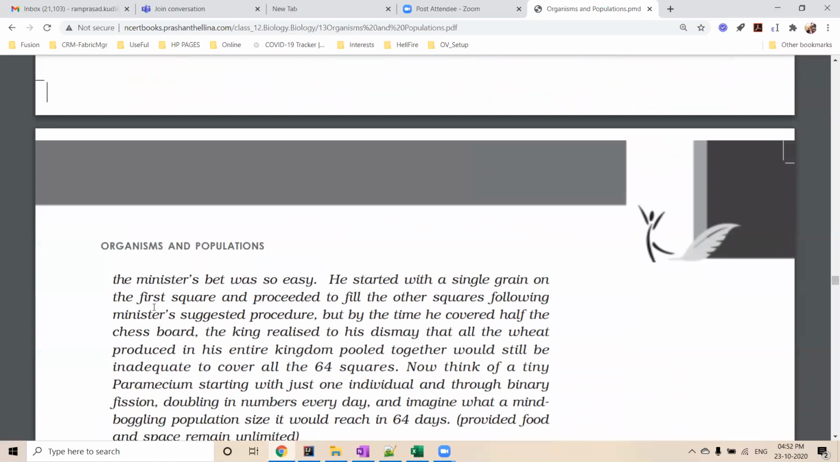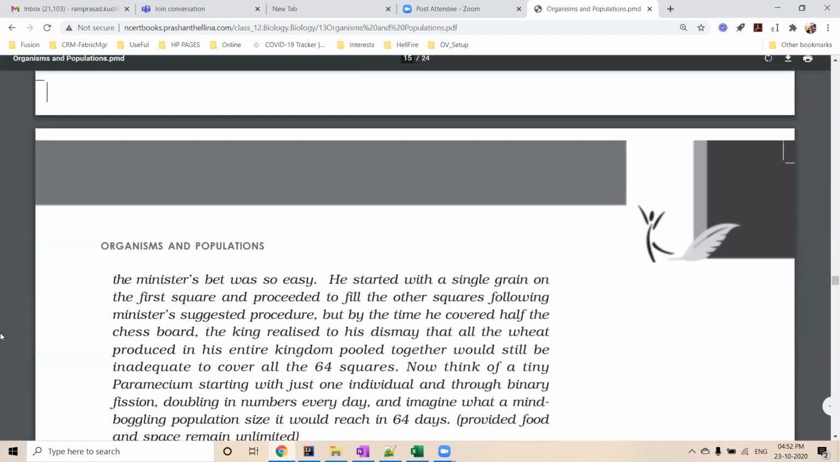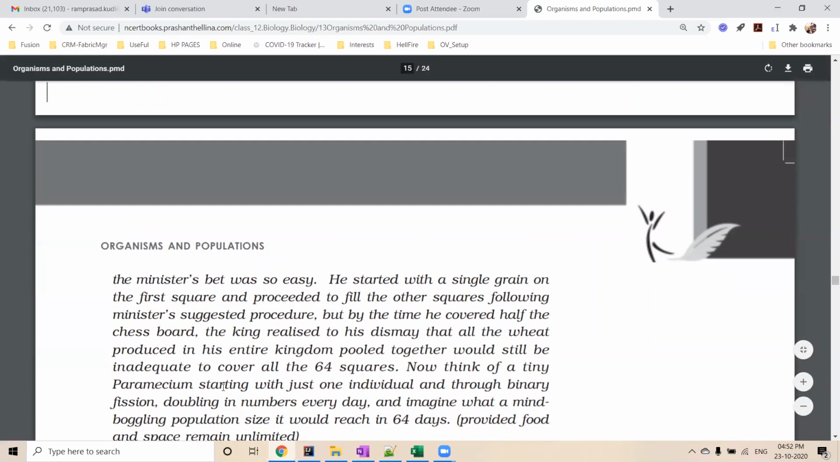Later, he started with a single grain on the first square and proceeded to fill the other squares, following the minister's procedure. But by the time he covered half of the chessboard, the king realized that all the wheat grain produced in his entire kingdom pooled together would still be inadequate to cover all 64 squares. So this is an example of exponential growth.